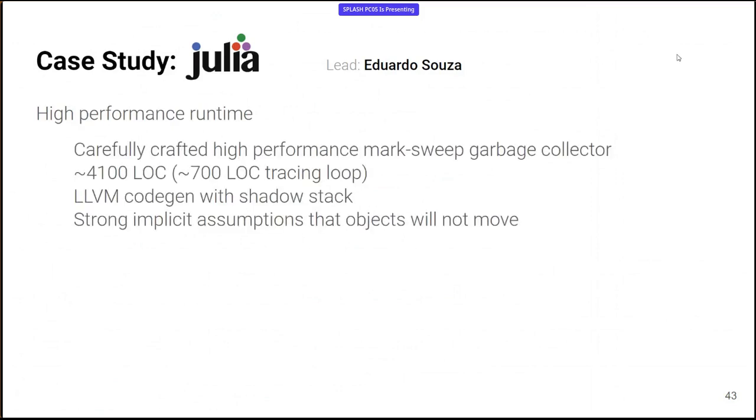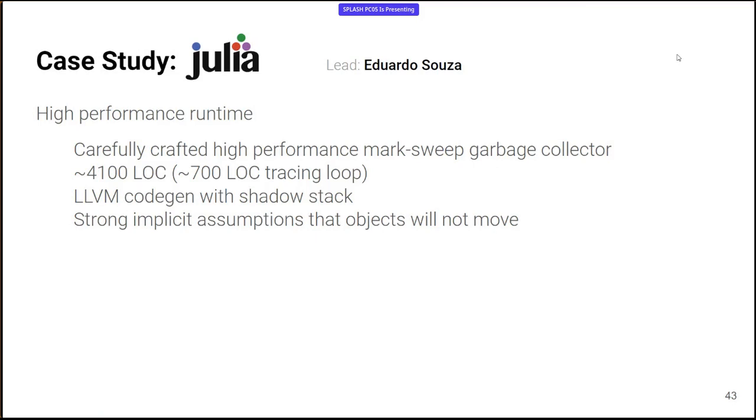Okay, so Julia, it's a very high performance runtime, with a carefully crafted high performance mark sweep garbage collector. They've got exactly one, but that one collector was very carefully welded in. So we had to unweld it, which is a lot of work. It was a single file with 4,000 lines of C code. The tracing loop itself was 700 lines of code with go-to statements and all sorts of exotic stuff, and it went really, really fast. But we had to unpack all that and then put in an abstraction layer, which we've done now.